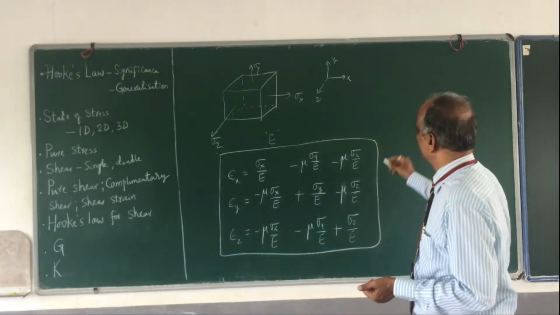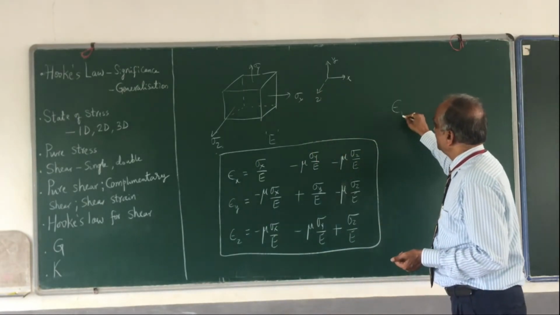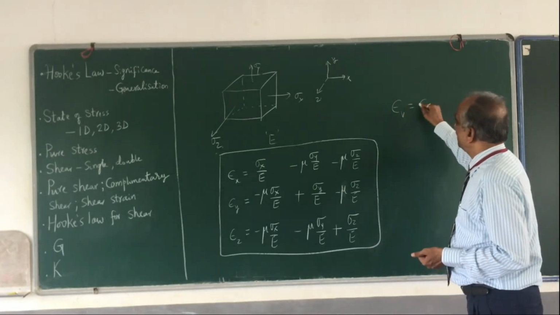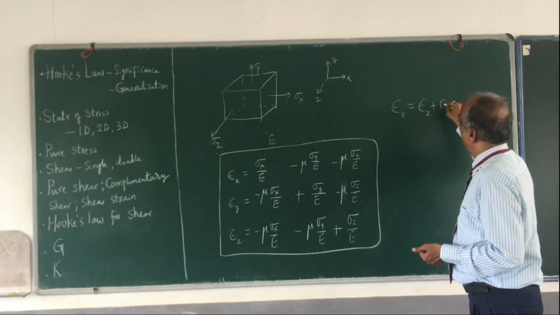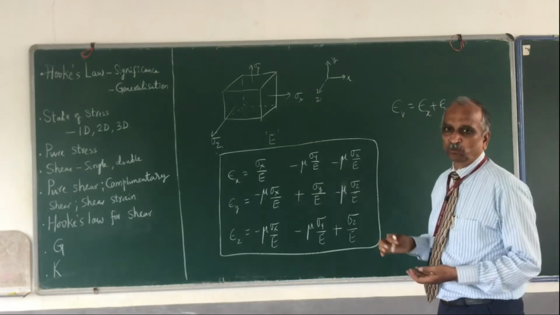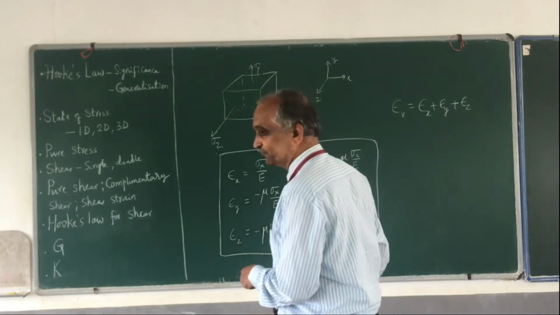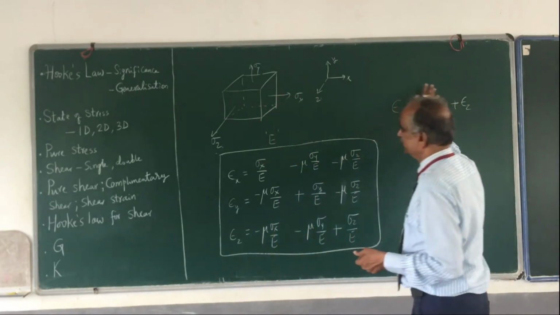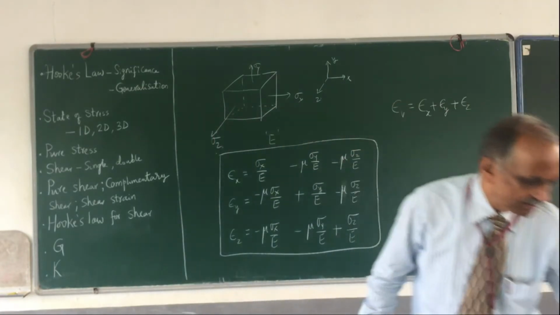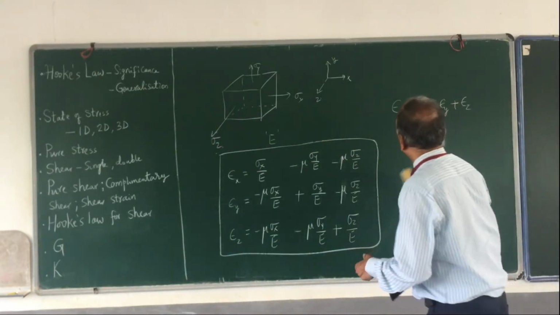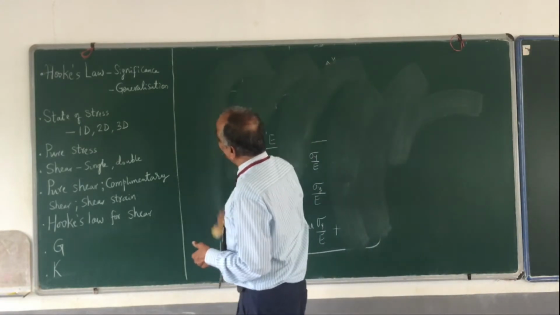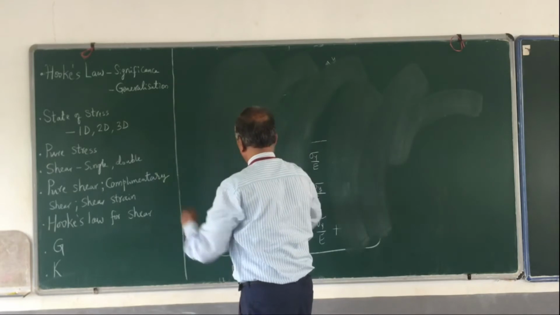That also I have shown you. Epsilon v, what is this? Volumetric strain. This is the sum of all these strains: epsilon x plus epsilon y plus epsilon z is equal to the volumetric strain. I hope you understand this. This is not new, you already know it, and I have revised it as I am going to use it again.